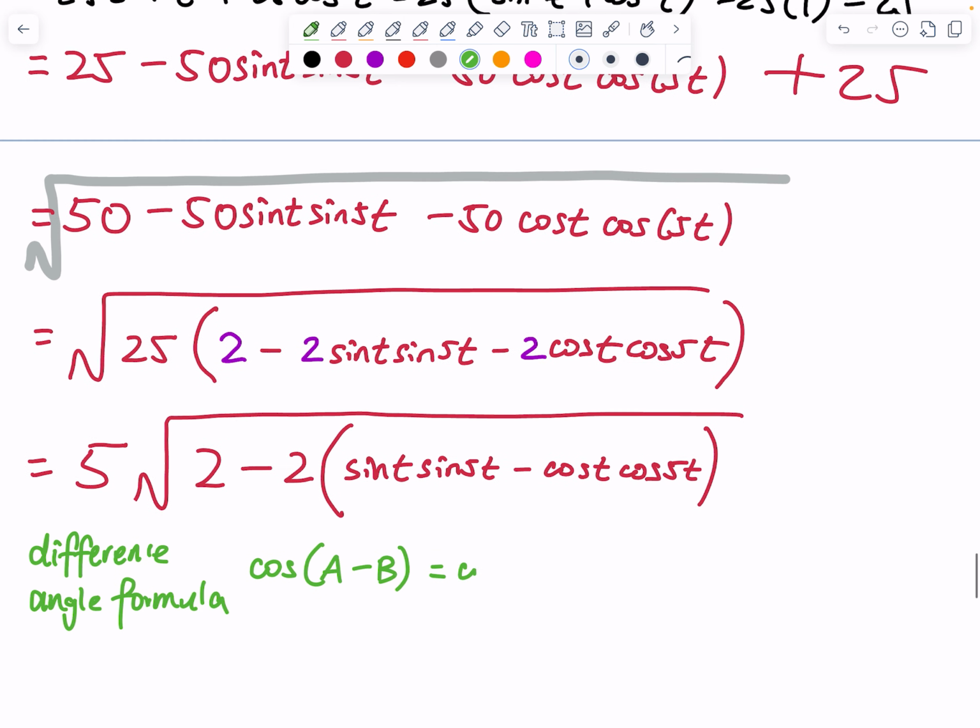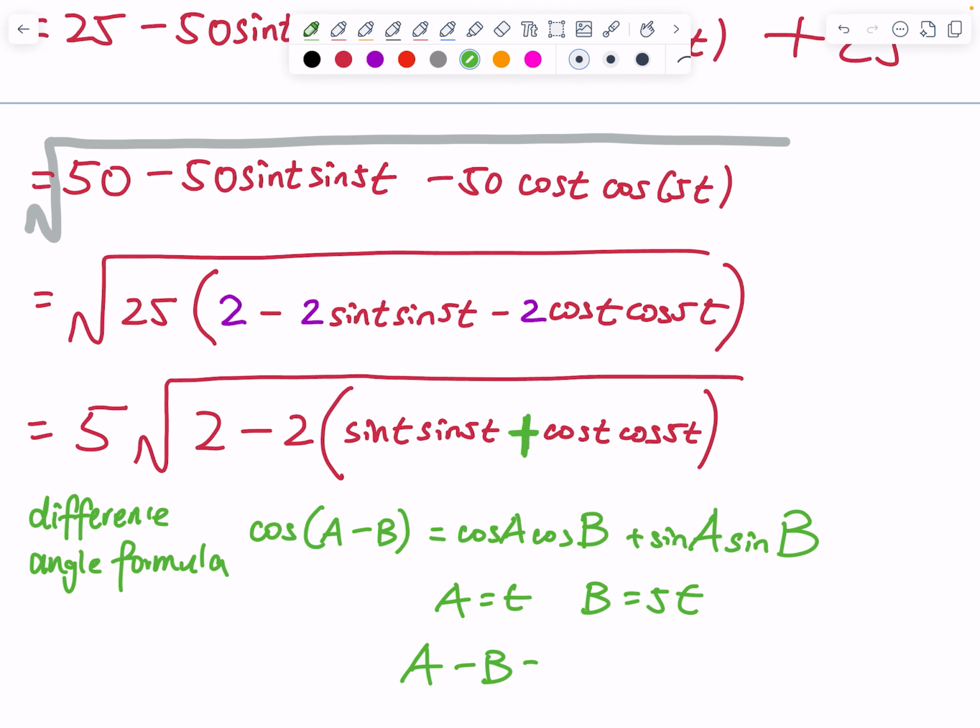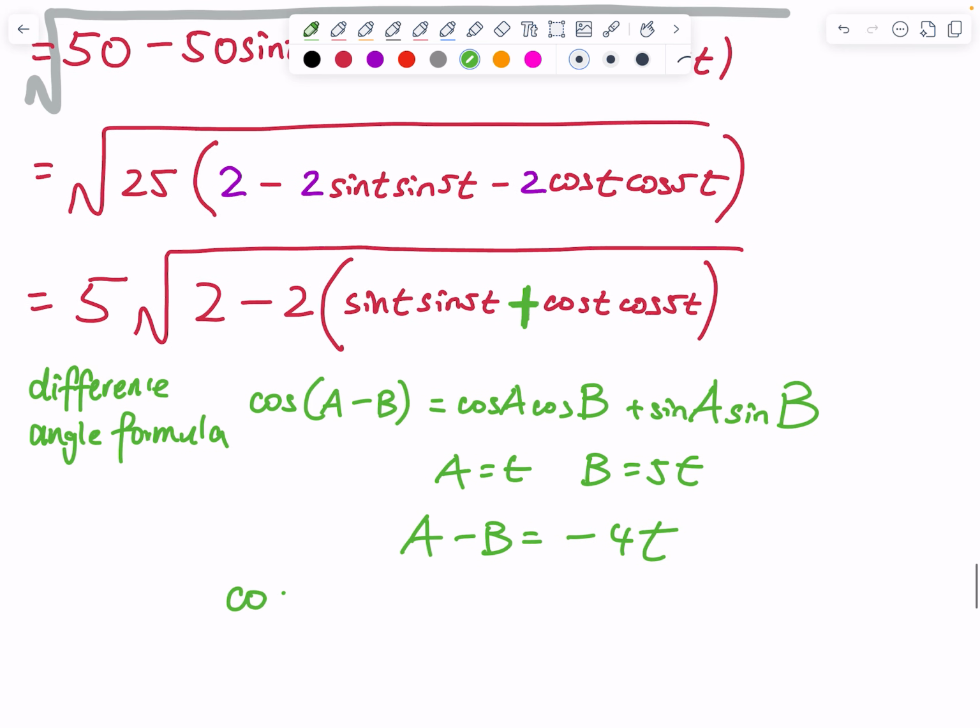Okay, back to our business. Cosine A cosine B, plus sine A sine B. By the way, after you factor out a minus, this becomes a plus. And then what is my A, and what is my B? Can I say my A is equal to t, and B is equal to phi t, and then A minus B is 1 minus phi, which is negative 4t. So therefore, we have a cosine of negative 4t, but that is not the end.